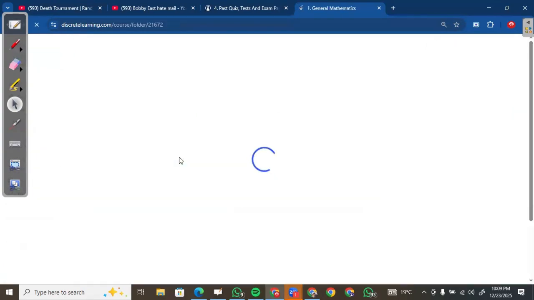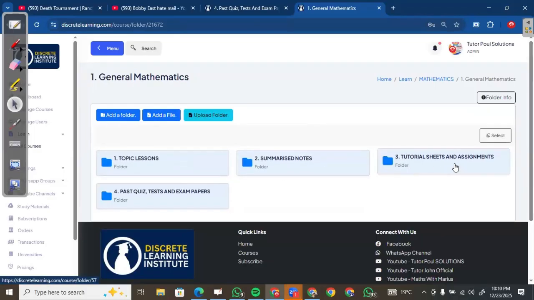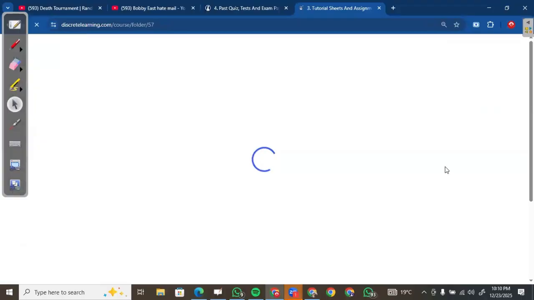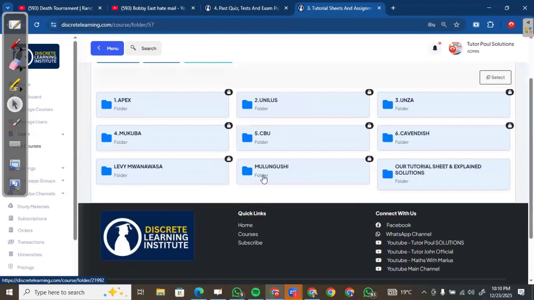Okay, in the general mathematics folder, you're going to find topic lessons here, summarized handwritten notes, tutorial sheet and assignment solutions, past quiz, test, and exam paper solutions. So if you want to learn maybe a topic in detail, you can go in this folder here. Okay, you find the lessons there. Then if you want solutions to the tutorial sheets, you go in the folder for the tutorial sheets. So let's try to open the folder for the tutorial sheets.